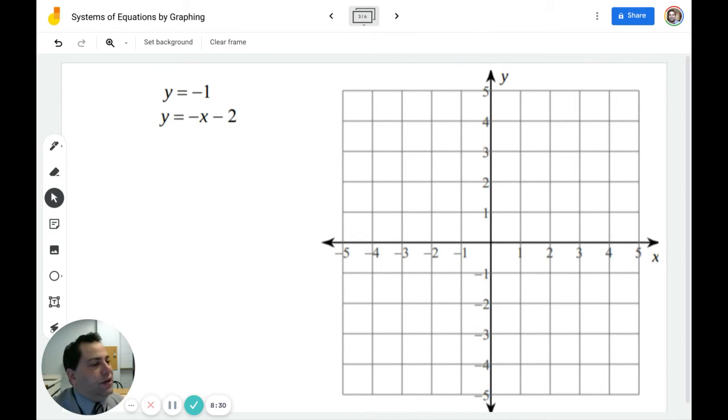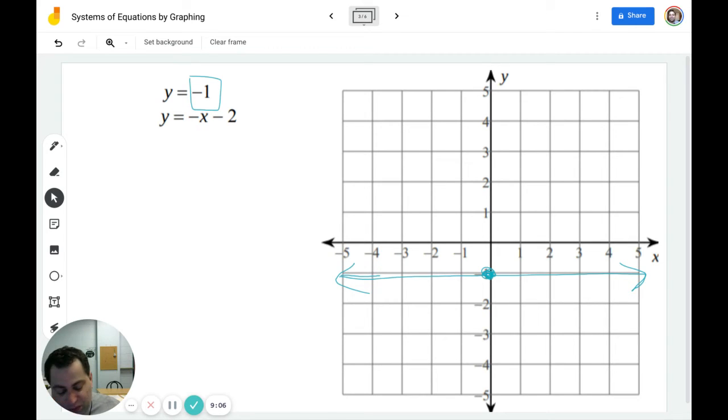Here I have y equals -1 and y equals -x minus 2. If we start with the y equals -1, the number without a variable is -1. So I'm going to start a point there. And from -1, we have no slope, right? There's no x value. It's missing. So we don't rise or run. So I have a horizontal line at -1.